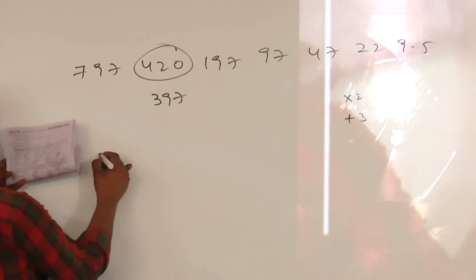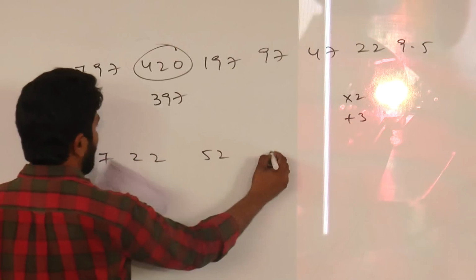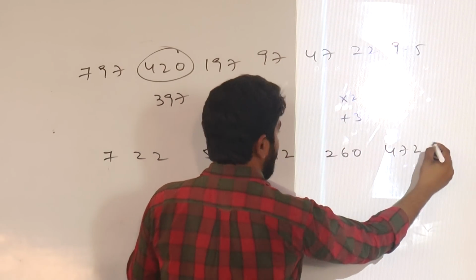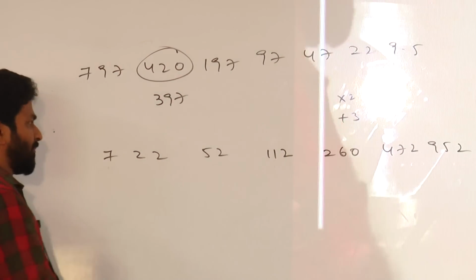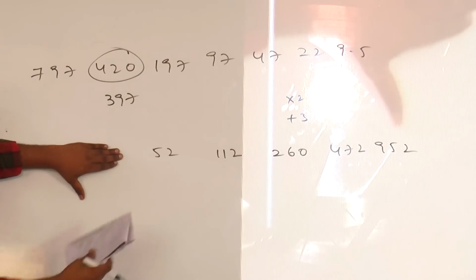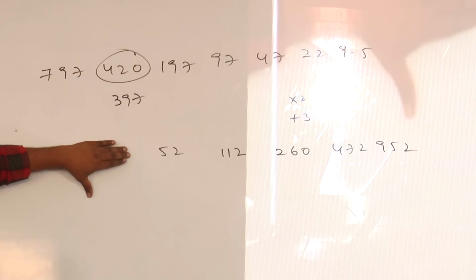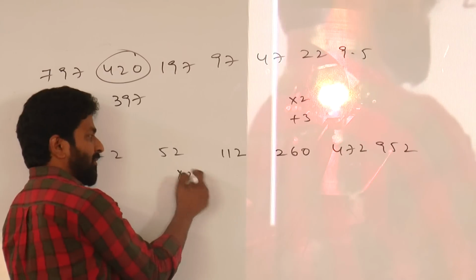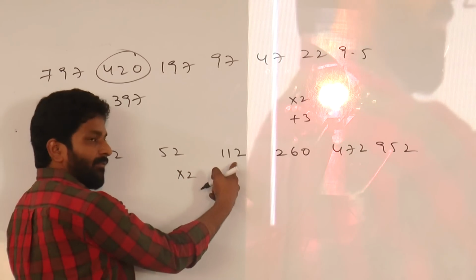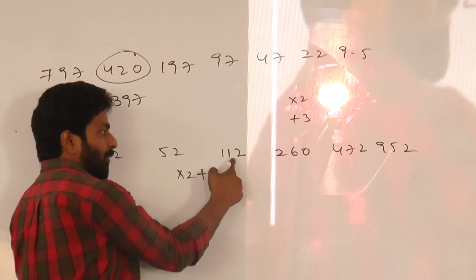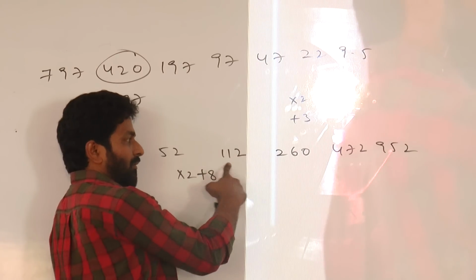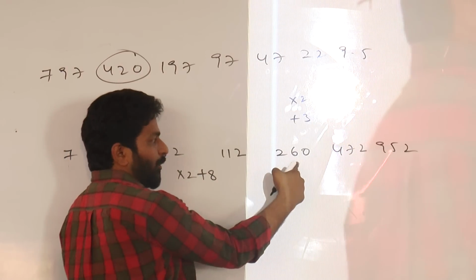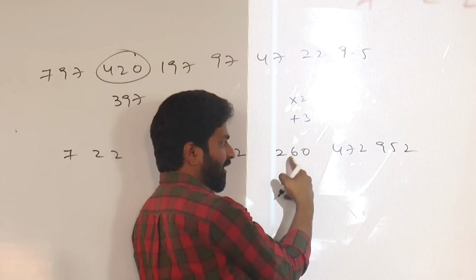Right, next: 7, 22, 52, 112, 260, 472, 952. Apart from this, look at these numbers, they are near about 2 times, right? All are near about 2 times. 2 times of this number is 104, but you have plus 8. 2 times of this number, 224 plus something.